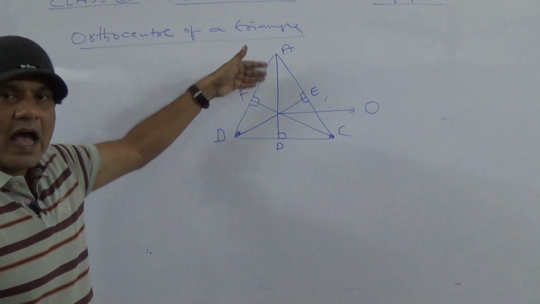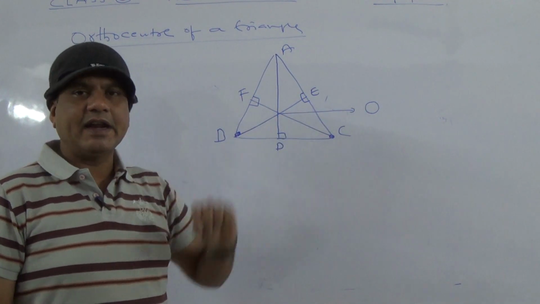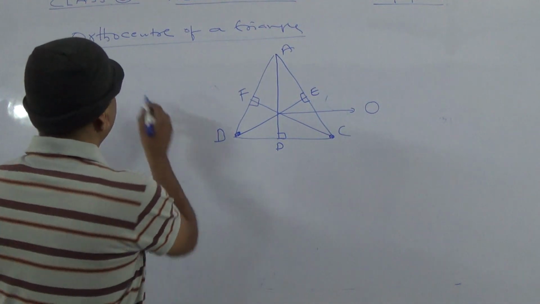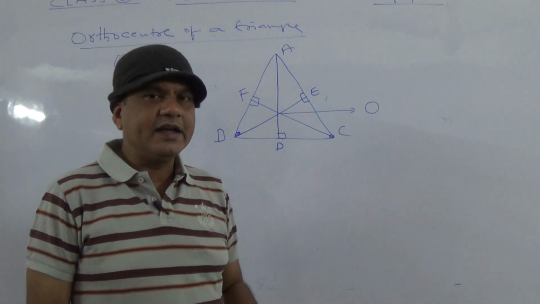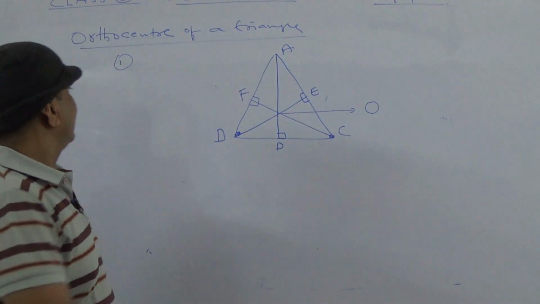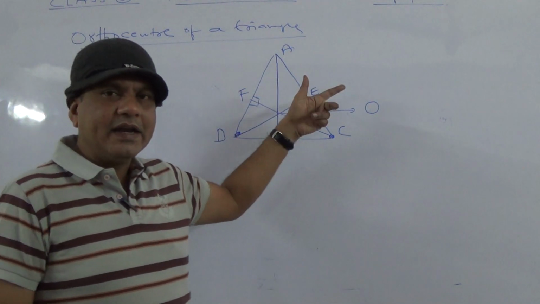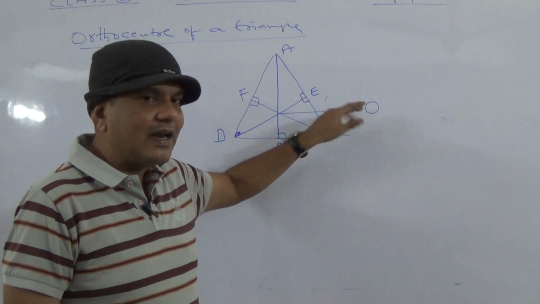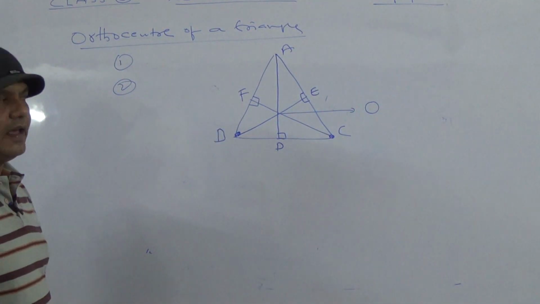If it is an acute angle triangle, then the orthocenter lies inside the triangle. That is the first point. Number 2, if it is an obtuse angle triangle, then the orthocenter lies outside the triangle.